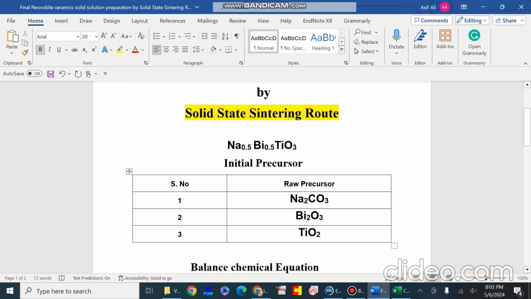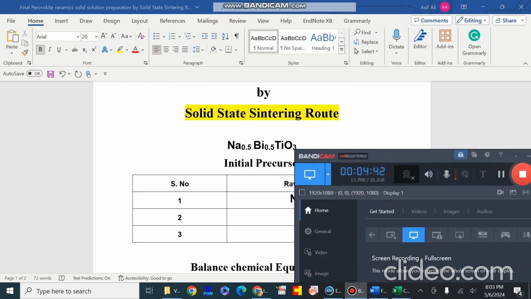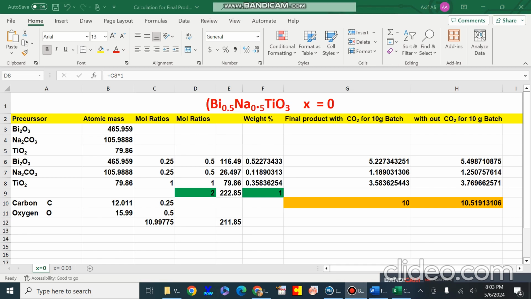Now on the basis of this chemical equation, we will calculate the batch required to prepare 10 gram of the perovskite ABX3 material. It is very important to note that you have to make this calculation in an Excel sheet. You will first write the precursors in column A: bismuth oxide, sodium carbonate, and TiO2, along with their atomic masses, which are this for the bismuth oxide, this for the sodium carbonate, and this for the TiO2.